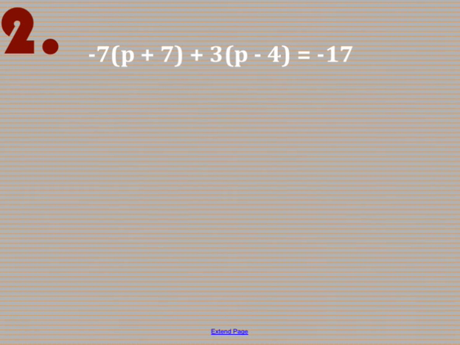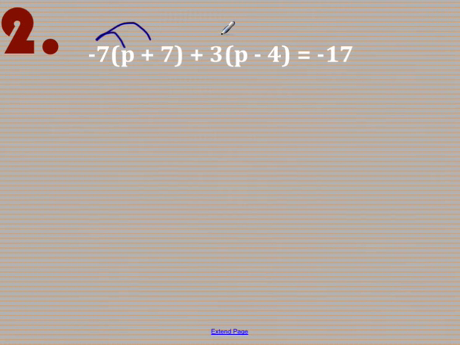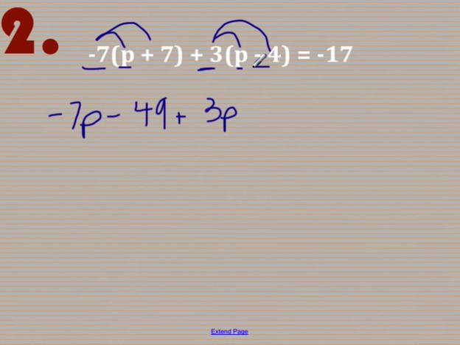Let's take a look at number 2. Number 2 is no different. We just have to do a little bit of distributing. We take that -7 and distribute it in, and take that 3 and distribute it in. -7 times p is -7p. -7 times 7 is -49. Then 3 times p is 3p, and 3 times -4 is -12. And that's going to be equal to -17.